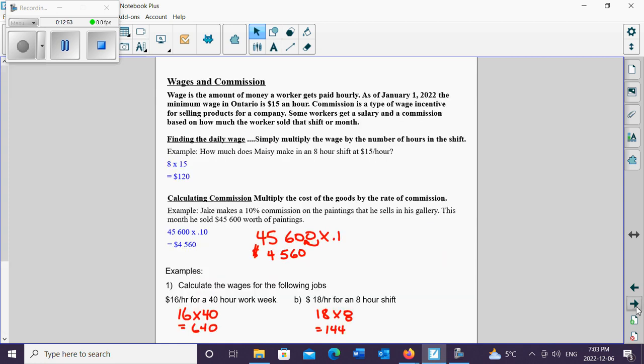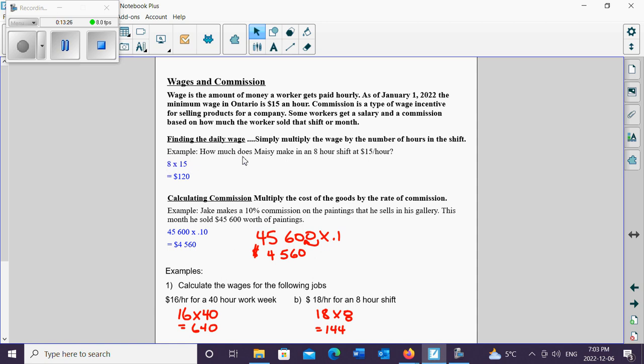Wages and commission. Wages, how much you get paid. It can be hourly, and then you calculate how much you make in a day or in a shift. You may calculate how much you make in a week. So again, you would add up all your hours and talk about your week. Maybe it's bi-weekly, maybe it's monthly. You have to pay attention to what they're telling you in the question of how many hours they want you to include there. And it's pretty easy to do. You simply multiply your wage times the number of hours you're working.